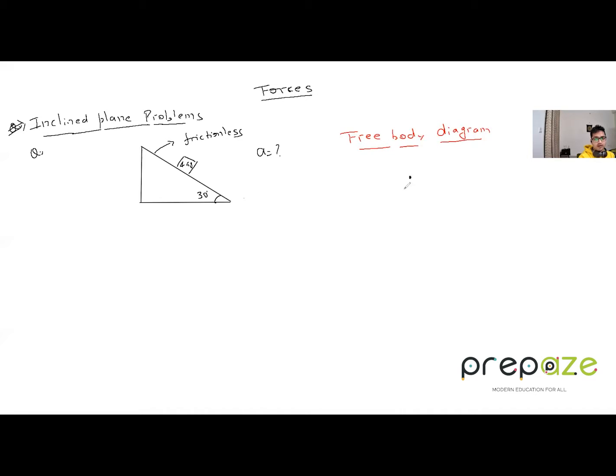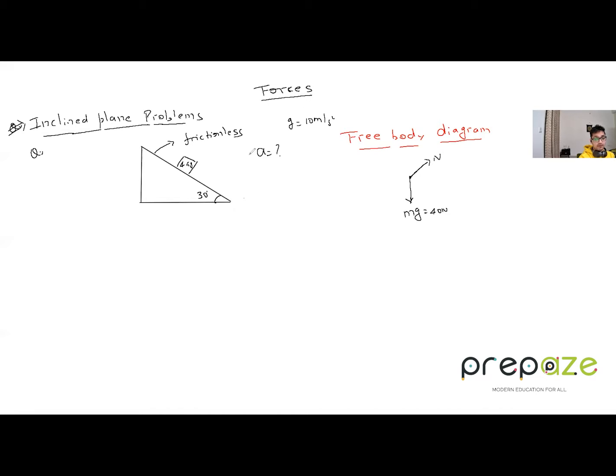So what do we have over here on the 4 kg block? Firstly, there is a weight which is mg. This is being exerted. So over here mg is basically 40 Newton. Why? Because I'm taking g as 10 meter per second square. So there is an mg force which is vertically downwards, and there is a normal reaction force.